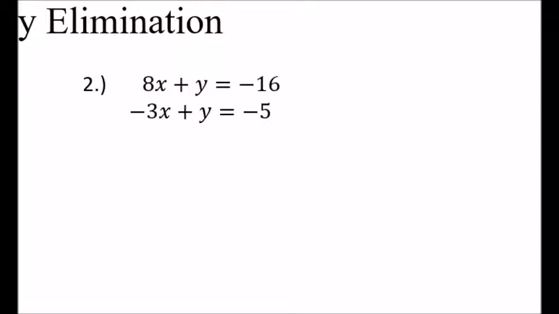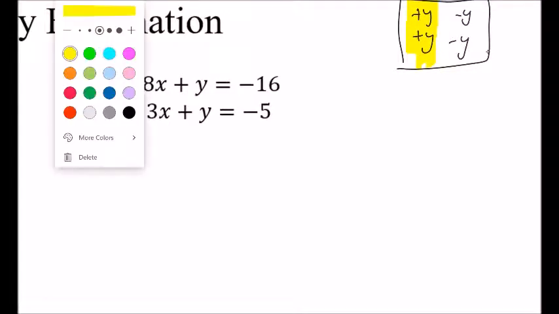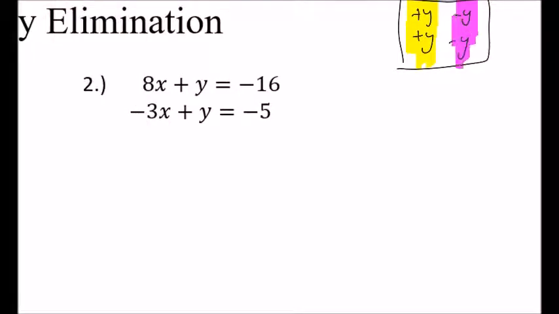Next problem. We had said if the coefficients are the same, so if it's a positive y and a positive y, or a negative y and a negative y, you're going to need to subtract these types of things. So this version right here, positive y, that's going to be subtraction. And this version right here, negative y, that's subtraction. The only time you get addition is if they're different, like plus y, negative y. That's addition. This is addition. Subtraction.